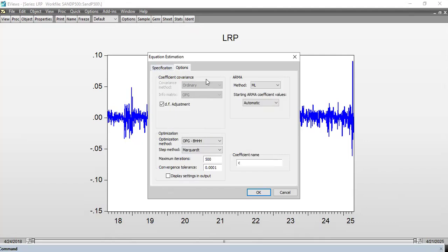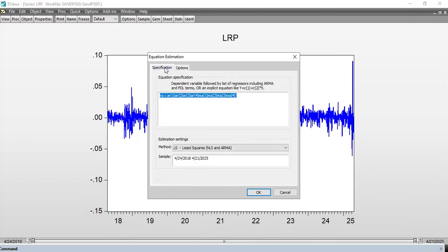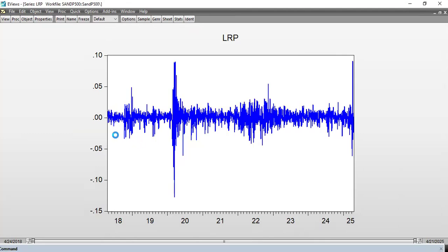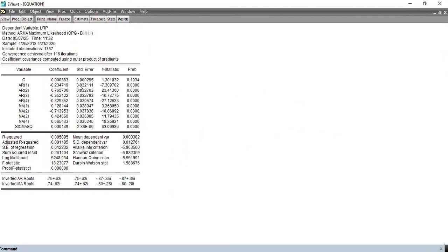Options are the same. We need the maximum likelihood method for estimating the parameters. Rest everything is the same. Let's see the parameters. The first one is the constant. It is not significant. The rest, all of these are significant.